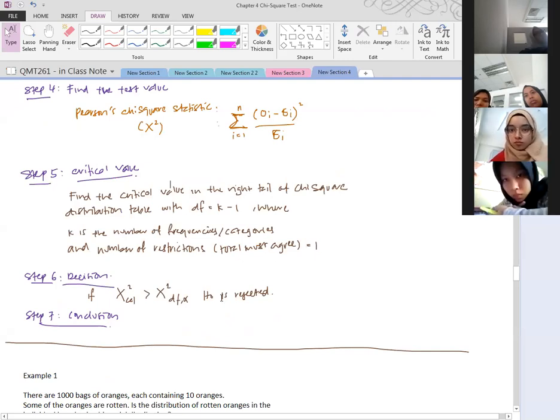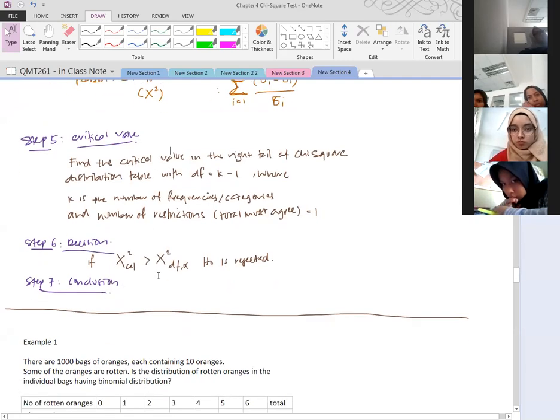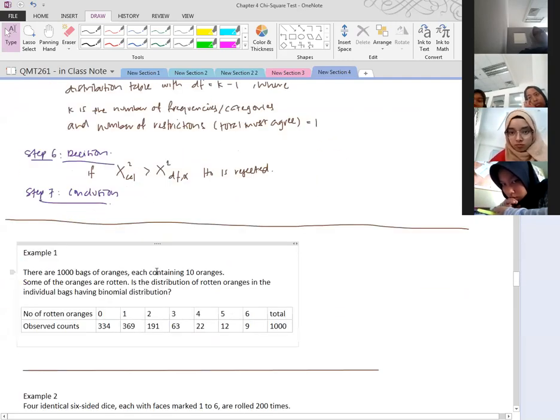So we need to minus 1. This is a normal step as we have done it before. So now look at example number 1 for other applications of the goodness of fit test.